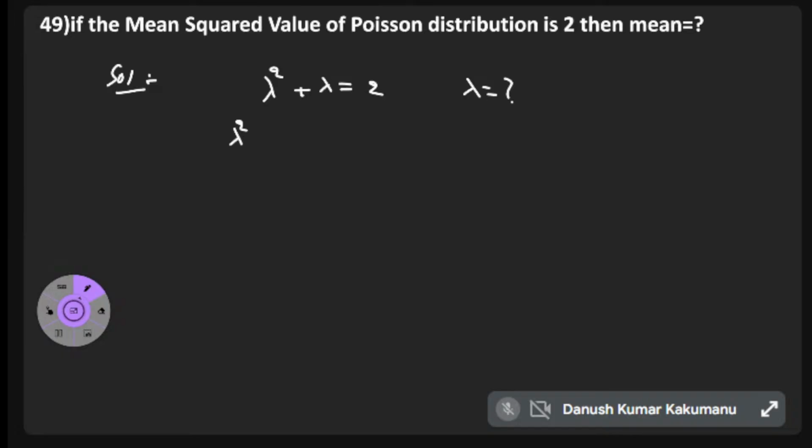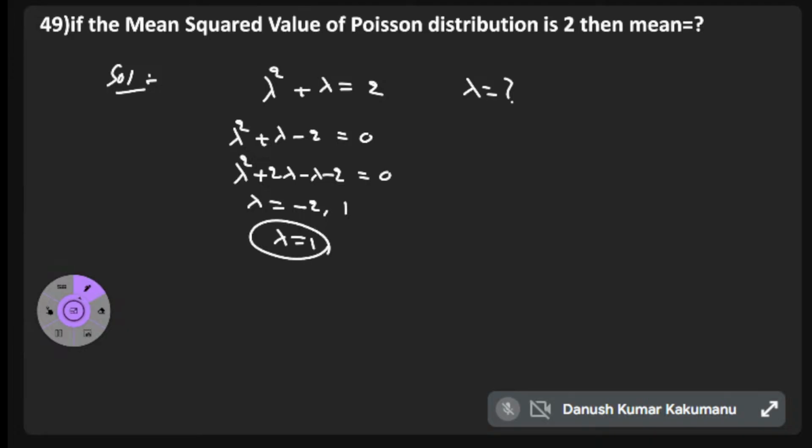Lambda square plus lambda minus 2 equal to 0. Lambda square plus 2 lambda minus lambda minus 2 equal to 0. From this you will get minus 2 and 1. What is the correct answer? Lambda equal to 1 is the only correct answer. Minus 2 is wrong.